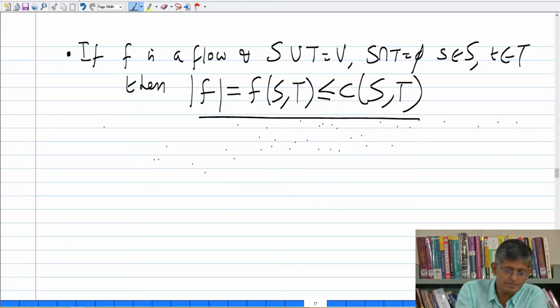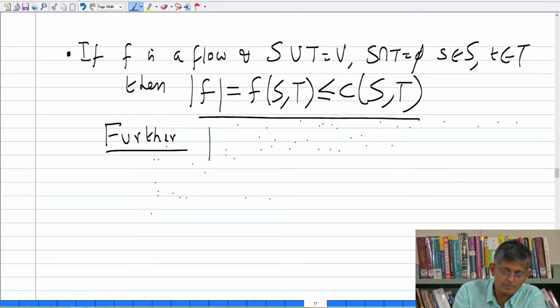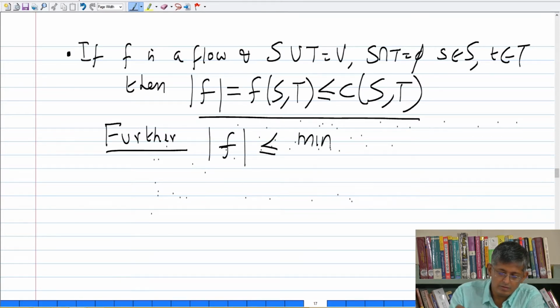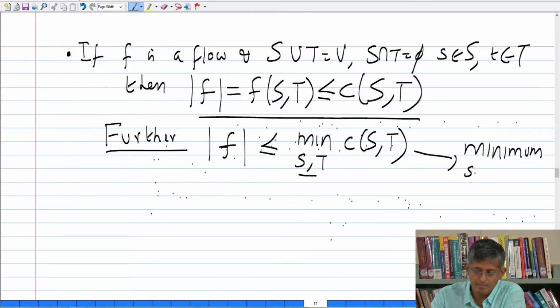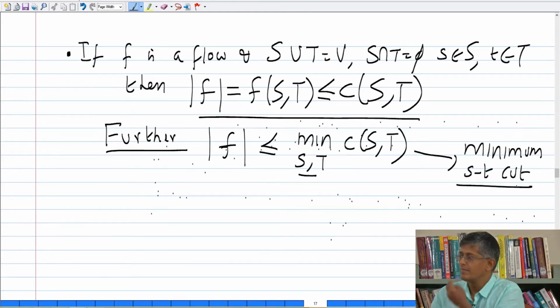In particular, the value of the flow is less than or equal to the value of the ST cut, the minimum ST cut.